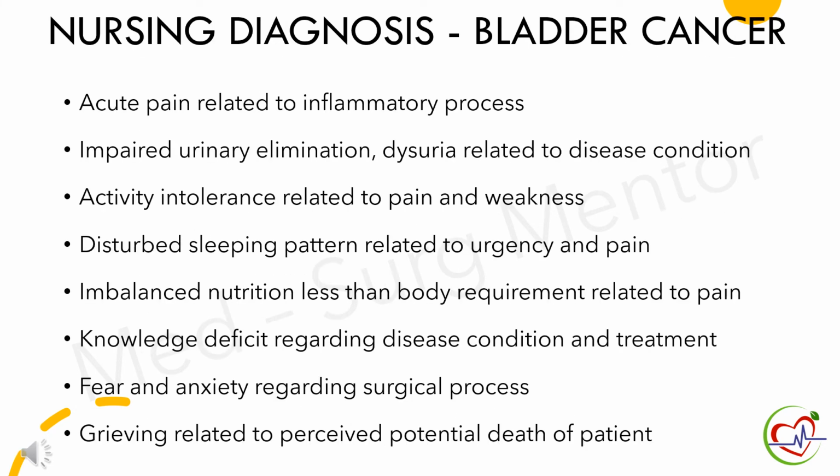Important nursing diagnoses for patients with bladder cancer are: acute pain related to the inflammatory process, impaired urinary elimination, dysuria related to disease condition, activity intolerance related to pain and weakness, disturbed sleeping pattern related to urgency and pain, imbalanced nutrition less than body requirement related to pain, knowledge deficit regarding disease condition and treatment, fear and anxiety regarding surgical process, and grieving related to perceived potential death of patient.